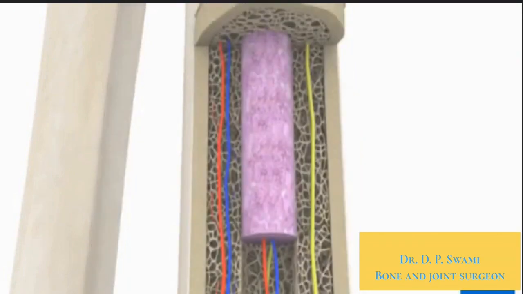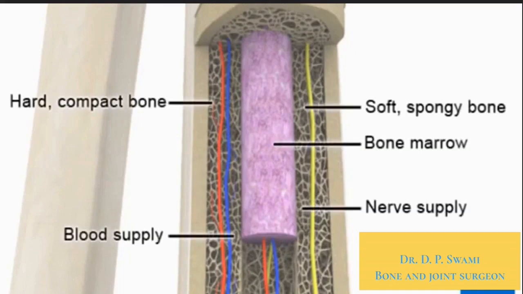Your body is protected and supported by a framework of bone called your skeleton. Your bones are very strong. They have three main parts: compact bone on the outside, spongy bone on the inside, and bone marrow right at the center. Your bones also have a nerve and blood supply.